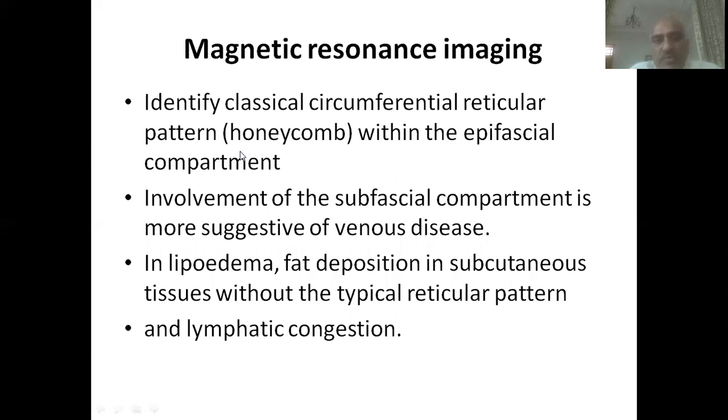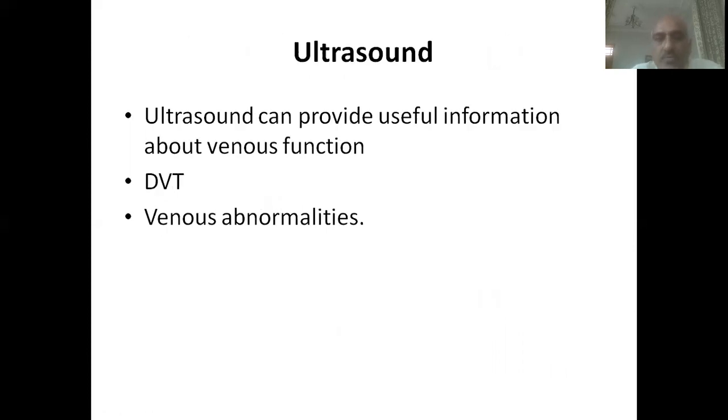Apart from lymphoscintigraphy, we can also advise magnetic resonance imaging, MRI, which will show the classical circumferential reticular pattern, which we have just seen in that picture, within the epifascial compartment. Involvement of the subfascial compartment is more suggestive of venous disease. In lipedema, there is fat deposition in subcutaneous tissue without the typical reticular pattern. So MRI, or even CT scan, can help us exclude lipedema and any venous problem. Ultrasound is a basic investigation, especially duplex ultrasound, which will show whether there is DVT or not.